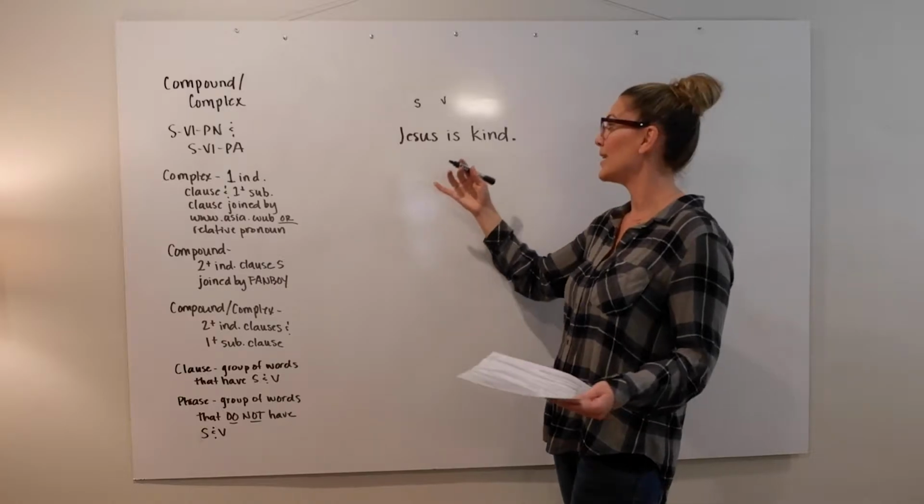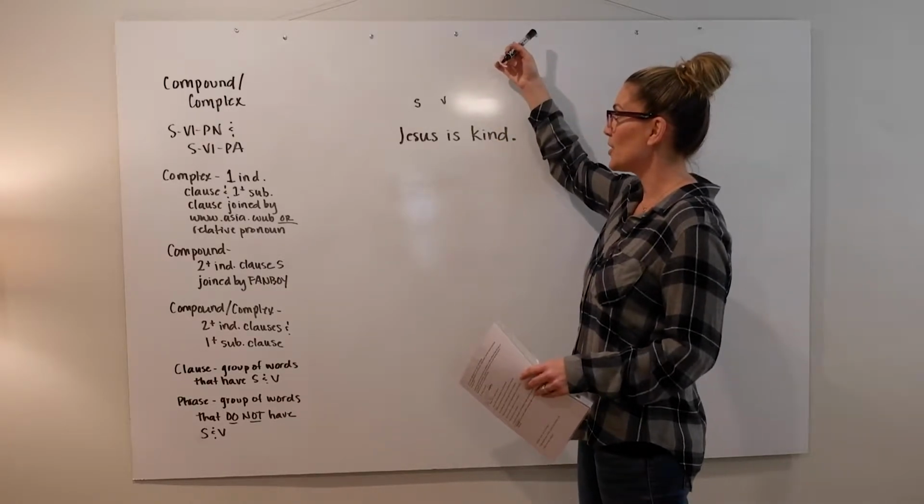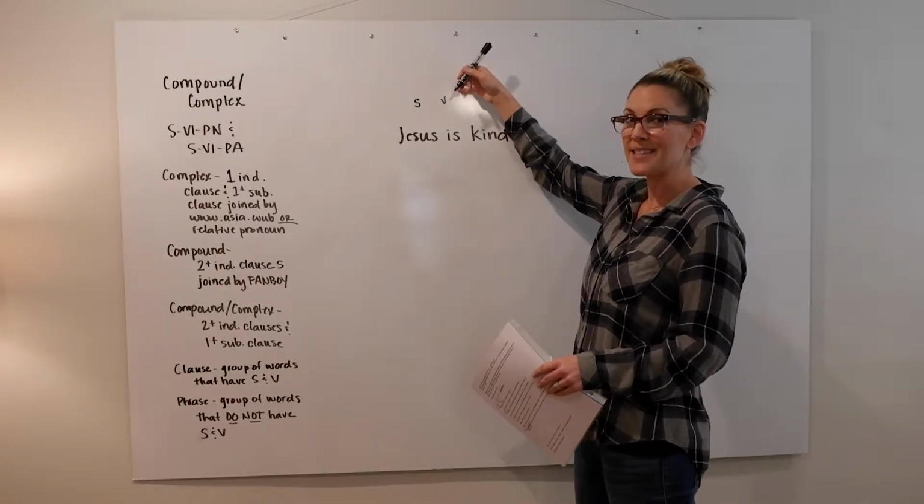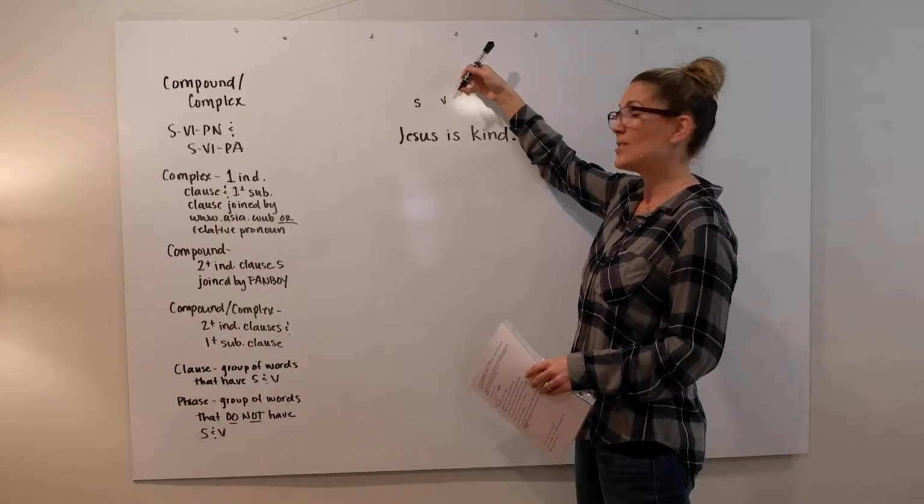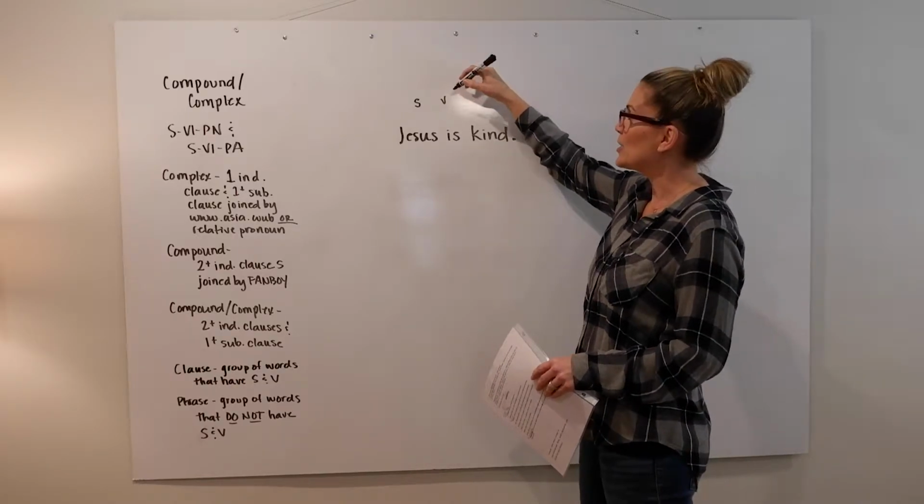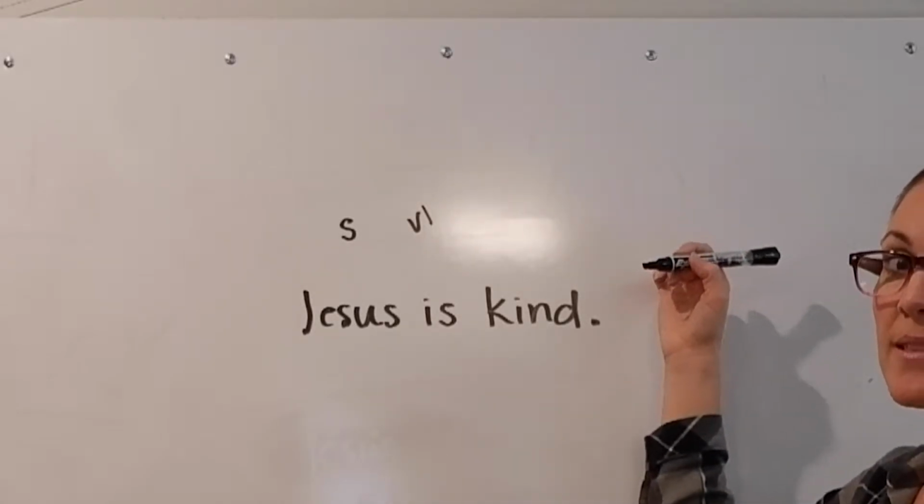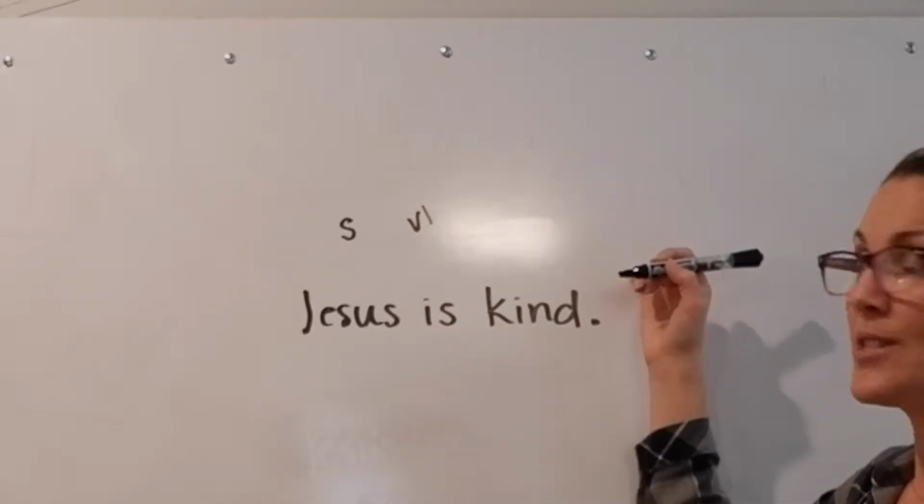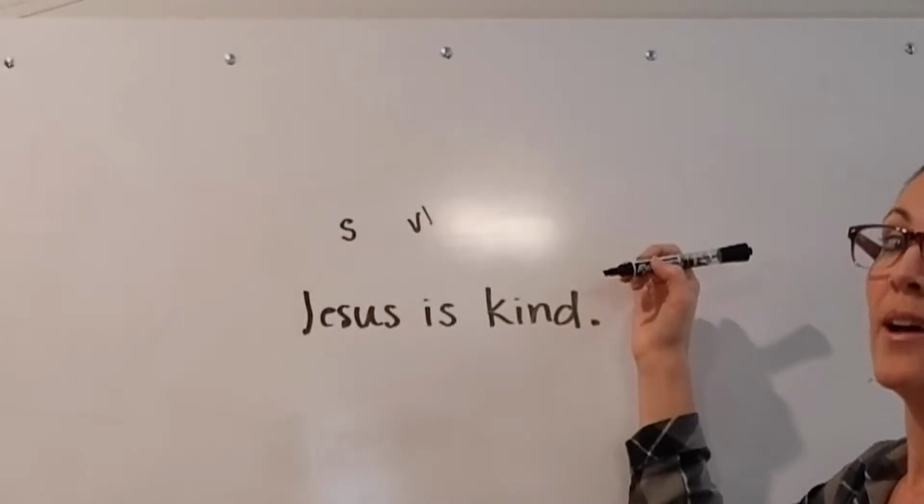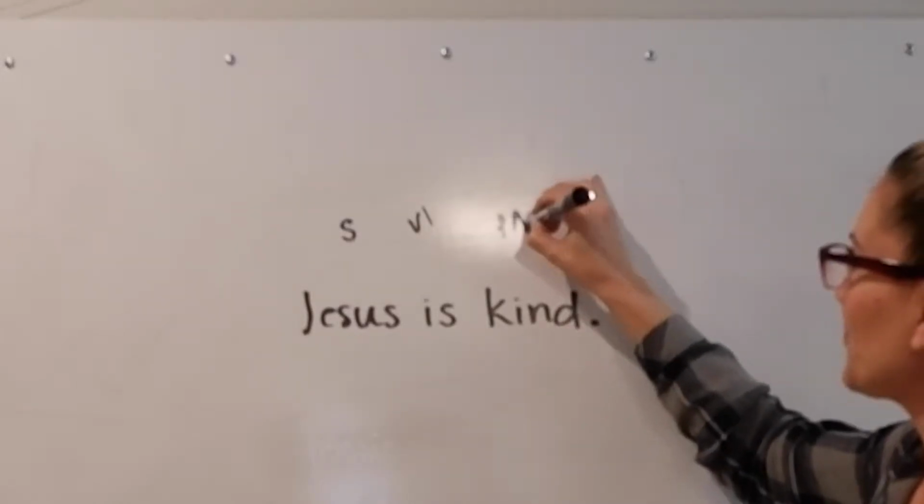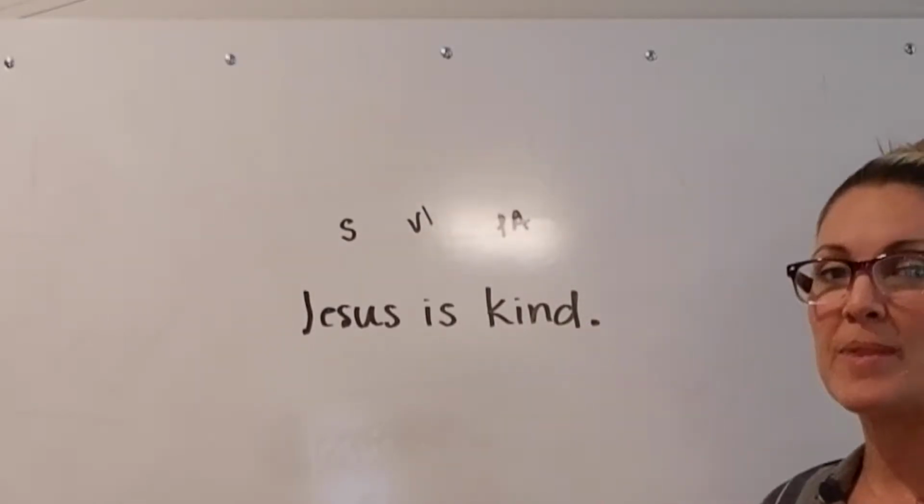So what type of word describes a noun? An adjective, right? And if we have this subject verb, what type of verb is this? Is it an action verb? Is Jesus doing anything? No, he's just being something, right? So we've got a linking verb here. So if you have subject verb linking and this is not a noun, it's an adjective, what do we have here? A predicate adjective, right? Okay, so let's do the same thing again.